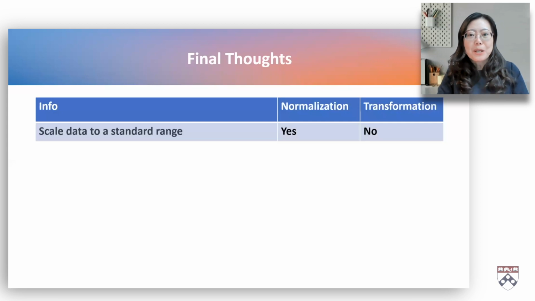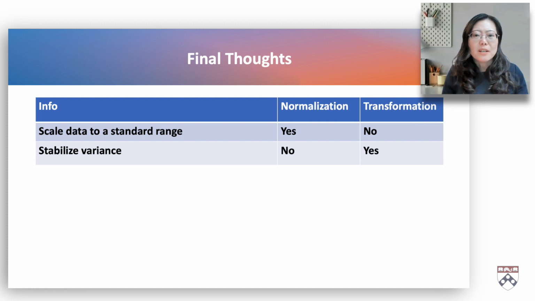Final thoughts about normalization and transformation. From the perspective of purpose, data normalization is to scale numerical features to a standard range. It ensures that all features contribute equally to the analysis, prevents one variable from dominating others due to differences in scale, and facilitates convergence in certain machine learning algorithms.